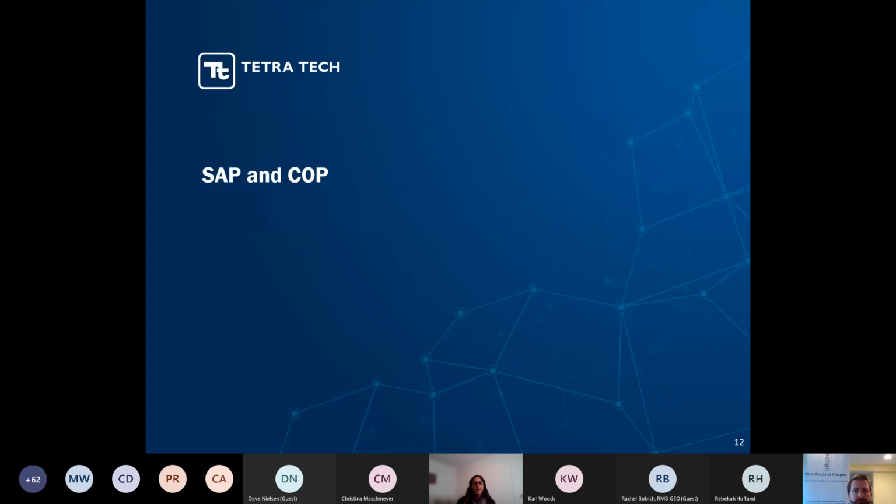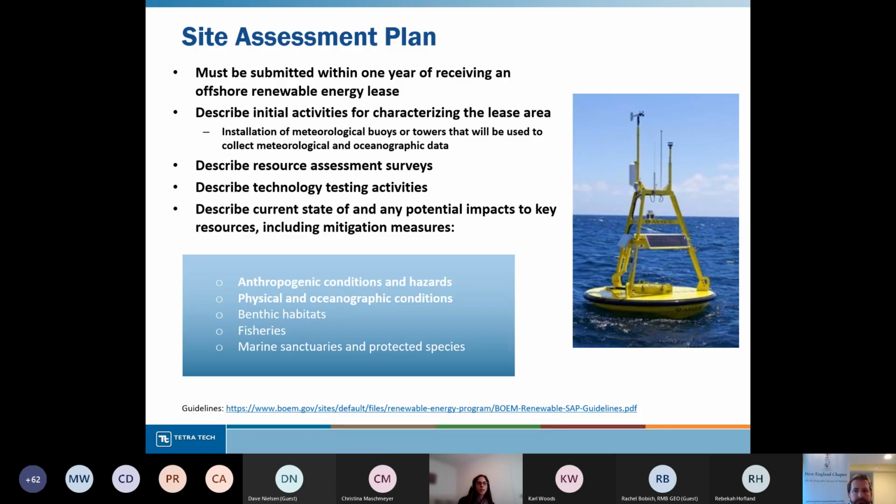And so the SAP and the COP. Once a developer is issued a lease area by BOEM, they'll then begin planning to deploy a meteorological buoy within their lease area in order to understand the conditions within the lease area. So this buoy will collect data on wind, waves, temperature, and other necessary parameters.